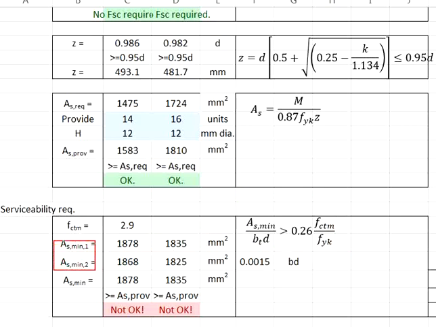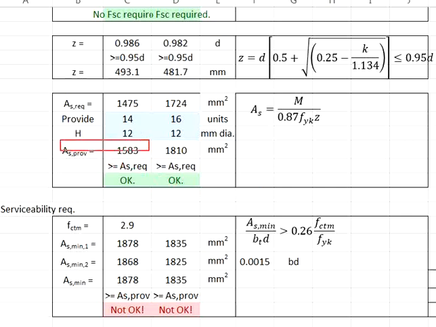Compare the two As min. The greater value will be the As min that we're going to use. We have confirmed the As min here. Check with the As provided. It seems that the As provided that we have proposed previously is insufficient.